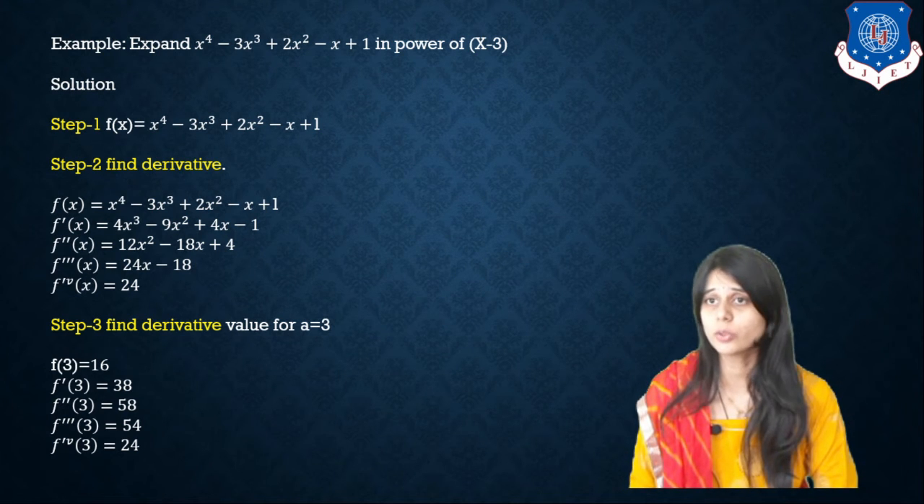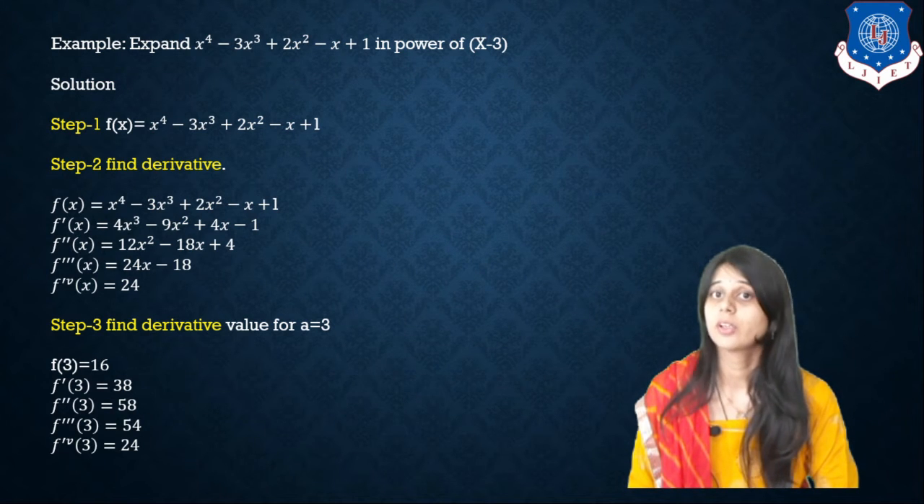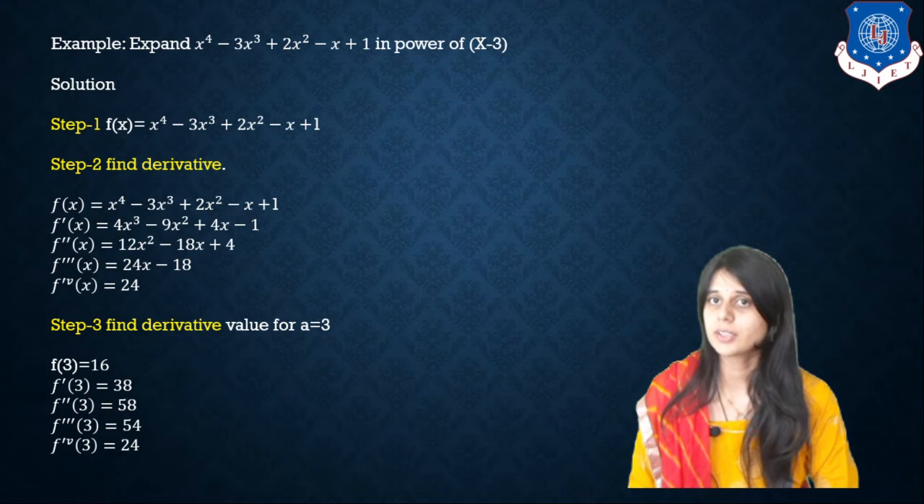Step 2. Find the derivative of f of x. What is f dash x? 4x cubed minus 9x square plus 4x minus 1. What is f double dash x? 12x square minus 18x plus 4. And f triple dash x is 24x minus 18, and f raised to 4 of x is 24.